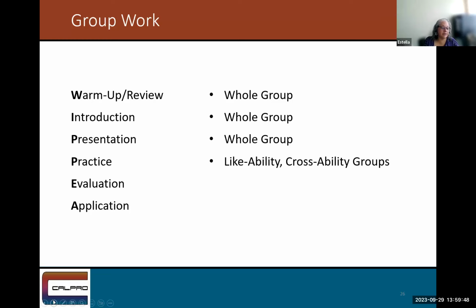Learners practice the language and material at their own level in either like-ability or cross-ability groups. A note about cross-ability group practice: each learner plays a role at the appropriate level, not with the lower level. An example of a cross-ability activity is the jigsaw that we did today. Go ahead, and at the end, you'll want to bring learners together as a whole group. Click one more time. And you'll be working more with group work in this course.